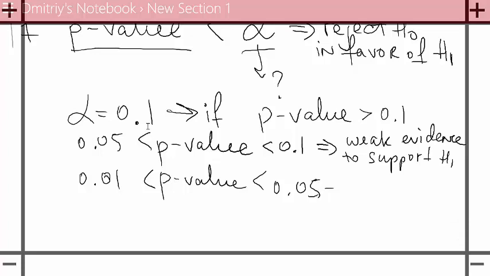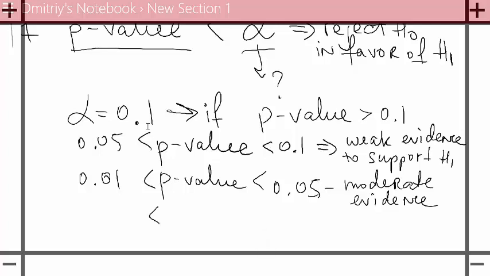So the standard value, 0.05, is what statisticians are using, right? Anything less than 0.05, the p-value is considered to be small. Above 0.05 is considered to be large, okay? So it's moderate evidence, evidence to support H1, okay?